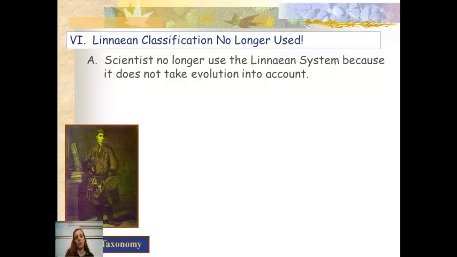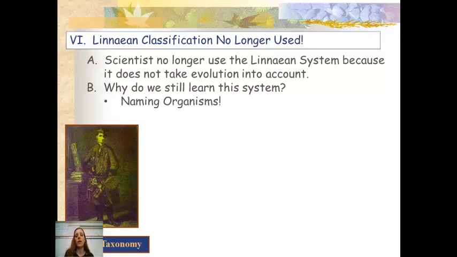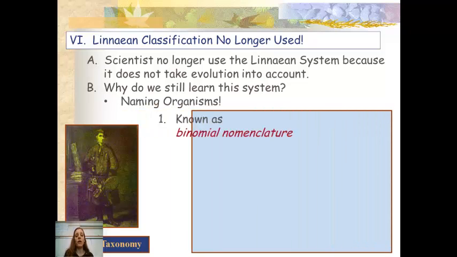All right, the Linnaean classification system, it's no longer used. Scientists no longer use it because it doesn't take into account evolution. So why do we still learn the system? Well, the Linnaean classification system is no longer used to classify organisms in order to better understand evolutionary relationships between those organisms. However, it is still used to name organisms.